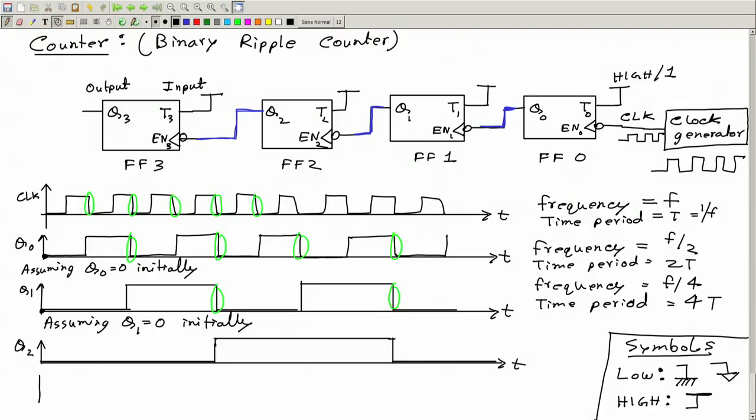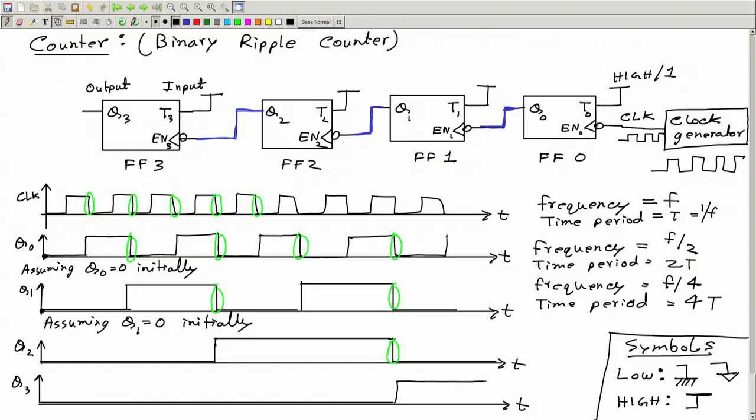So that was Q2. Now Q3, how will it be? Time versus Q3. Q3 will change when there is a falling edge here. So from here to here, this will remain 0. Then it will go to 1 and will remain at 1. Once again we are assuming that the initial value of Q3 is 0.